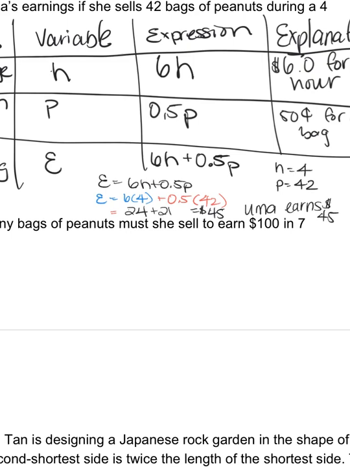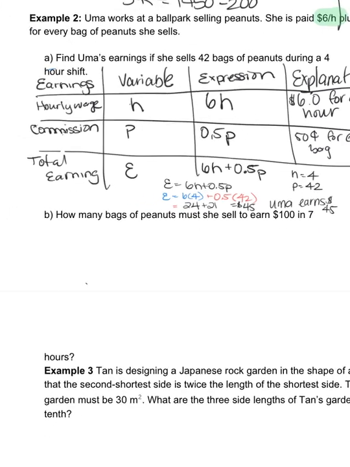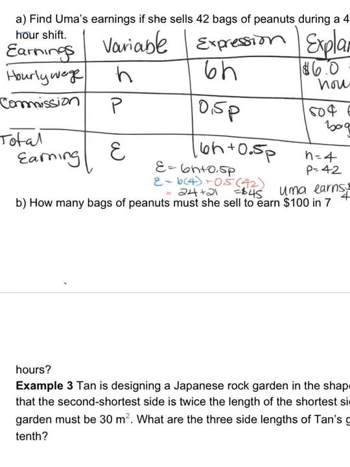Okay? And so I just did some simple substitution here with my hours and the bags of peanuts. So that's what I've put in here each time. And then I added them together because that was the operation. And Uma, again, is earning $45 in that amount of time. Okay? So let's finish up with this example here. We'll just do this example, and then that'll be it for today.